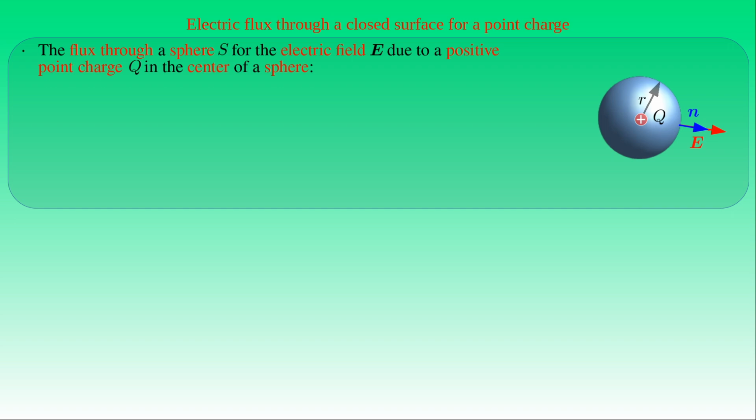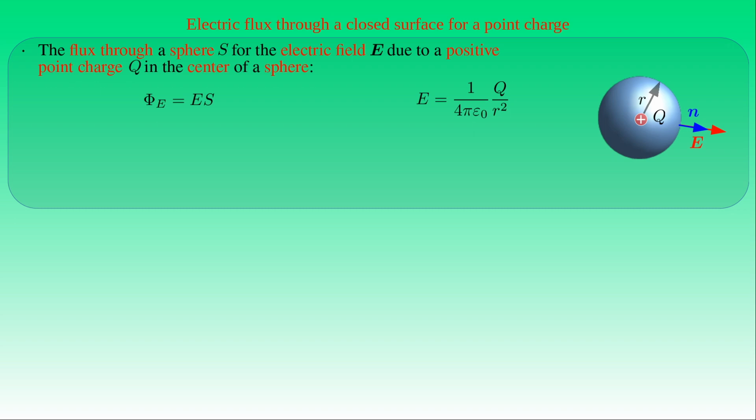As a result, the electric flux Φ_E through the sphere is equal to the magnitude E of the electric field measured at the surface, times the total area S of the sphere with the radius r. The first factor of the product is given by Coulomb's law, which states that the magnitude E of the electric field at the distance r from the point charge Q is equal to 1 over 4π times ε_0, times Q divided by r squared.